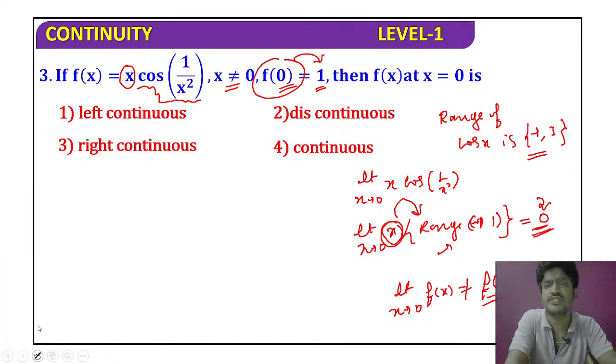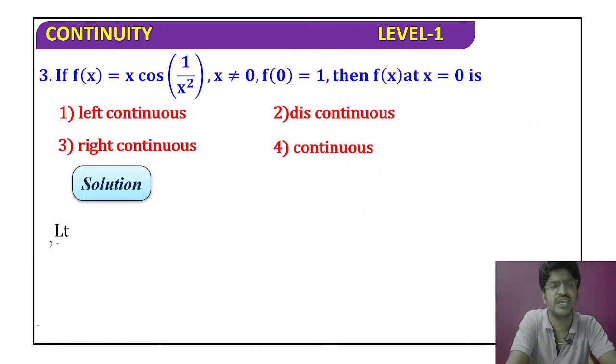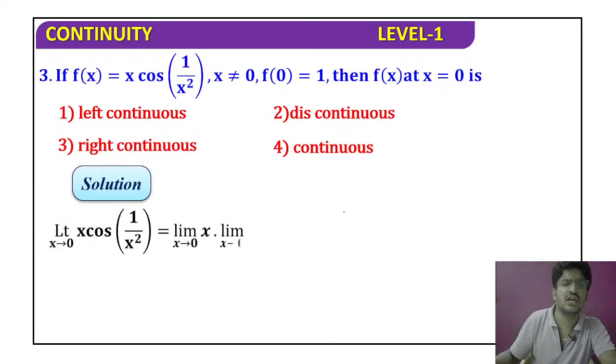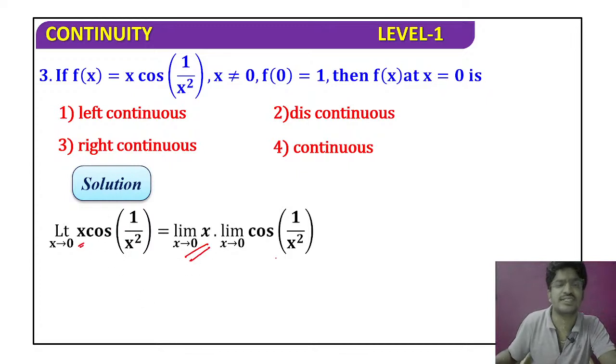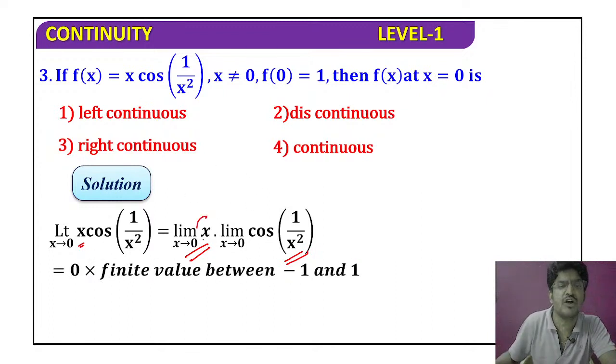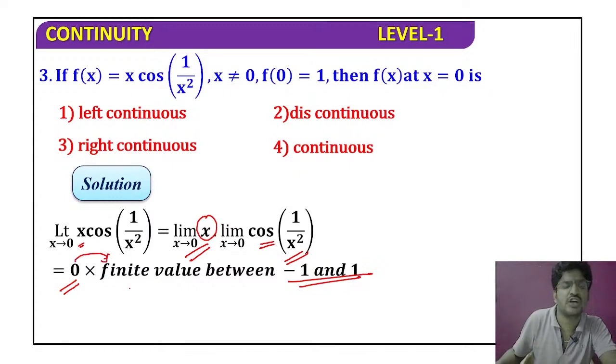Once you know the concept, no problem. You just see here what they are telling. They are telling the same thing. They are applying the limit for x, as well as the limit for cos of 1 by x square. So next, the limit of this term is going to be 0. And here you can see this is in between -1 to +1. The range of cos is in between -1 to +1. So 0 into this term, definitely it is going to be 0.